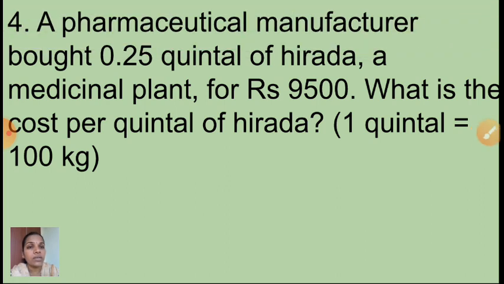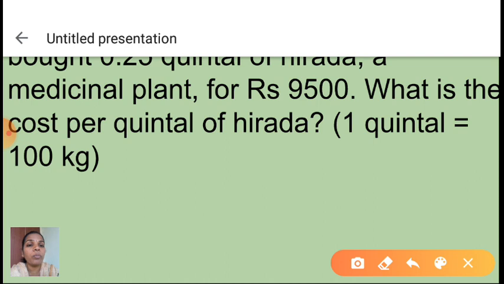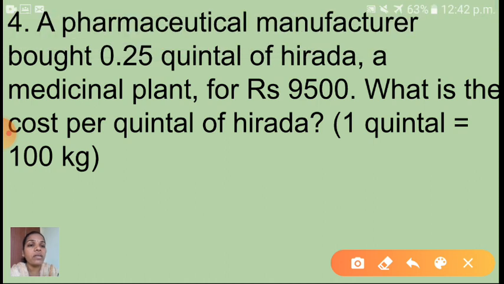Fourth question is, okay children, that is again, this is the last question of this exercise, that is also a word problem. Are you ready? Shall I start now? A pharmaceutical manufacturer bought 0.25 quintal of Hirada, that is a medicinal plant. Okay, this is the quantity. Okay children, for rupees 9,500.